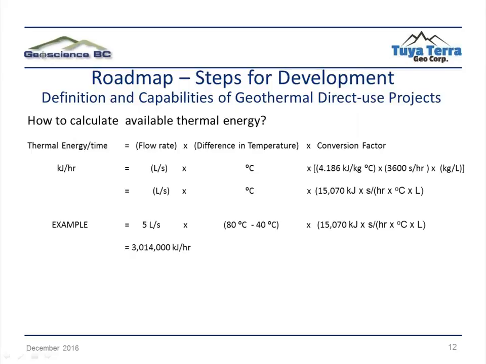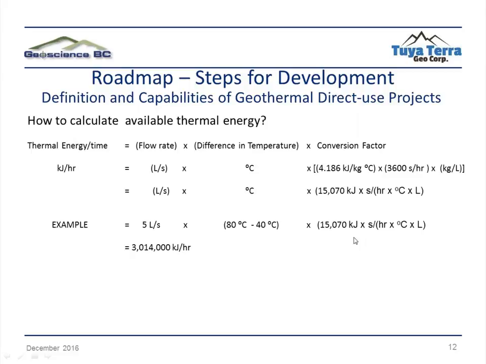In this example, we've got a flow rate of 5 liters per second, which isn't very great, but it is not an insignificant amount and can definitely provide a lot of energy. And the important thing here is what is the difference in the temperature between extraction and reinjection. In this case, that difference in temperature is 40 degrees. And this calculation would come out to be the same whether or not you were looking at 60 degrees Celsius extraction and then reinjecting at 20 degrees, because that difference in temperature is still 40 degrees. So that's an important point to make there.